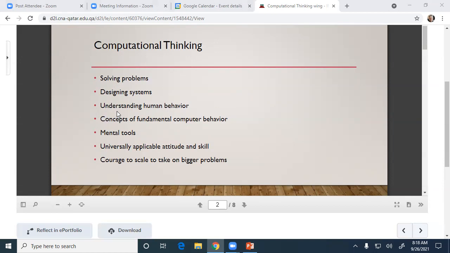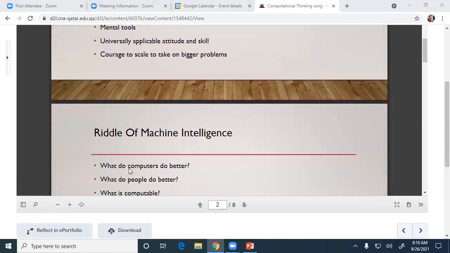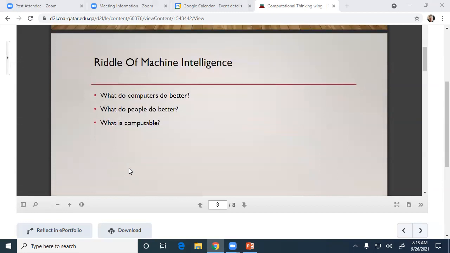So it's not just about trying to think like a computer. It's not actually thinking like a computer. It's about thinking like a human, but understanding how we can adapt that thinking so that it can be applied onto a computer. Mental tools, attitude and skill, courage to scale on to bigger problems. So we know lots of things that computers do better than people. What they do better than people is things that require speed, because computers can work at billions of cycles per second.